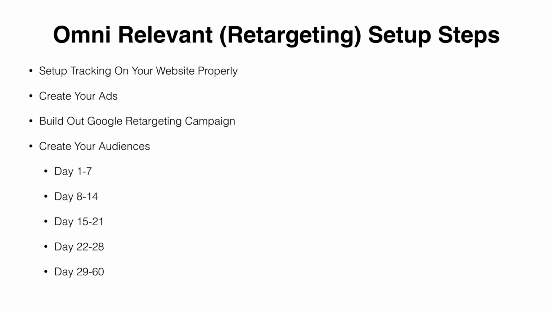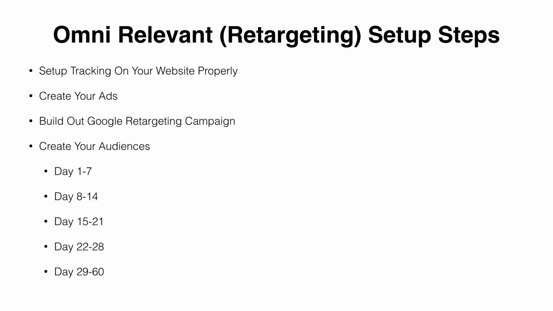Step number 2 then is you got to create your ads. Just like that Amazon JBL Bluetooth speaker ad, we got to create some ads, and all of the different places that will accept our ads, like Facebook, they all have different ad sizes that we have to make the ads for.